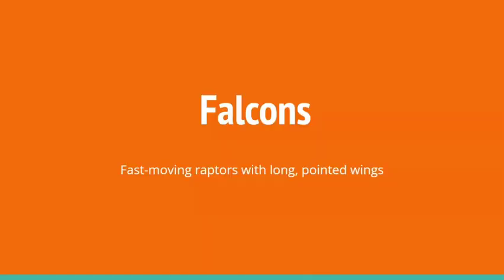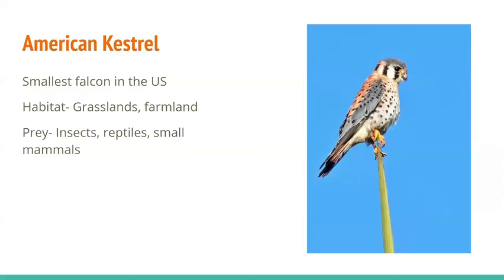All right, so next up we have our falcons. The falcons are very fast-moving raptors that tend to have long, very pointed wings. First is our smallest falcon, and that is the American kestrel. For habitat, they tend to prefer grasslands and open farmland. You'll often see kestrel boxes, like those that VINS manages, out in fields. And you'll often see kestrels either at the boxes or perched on power lines.